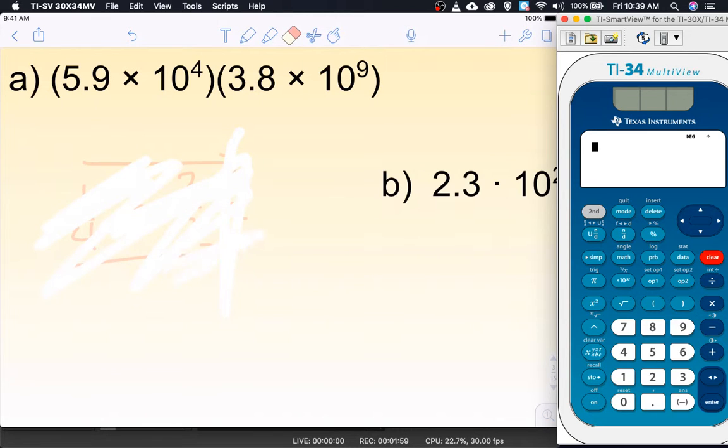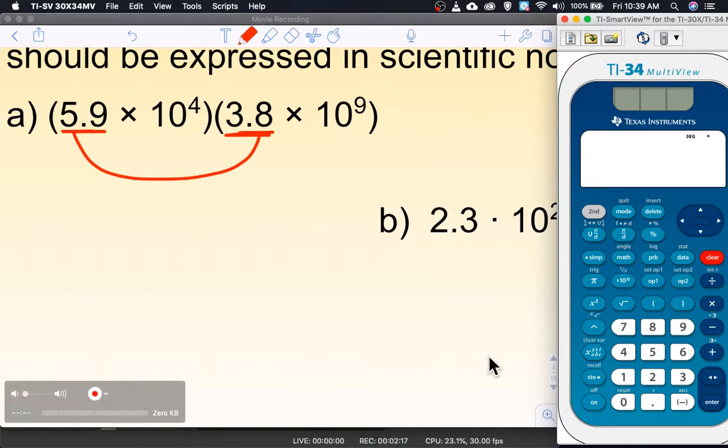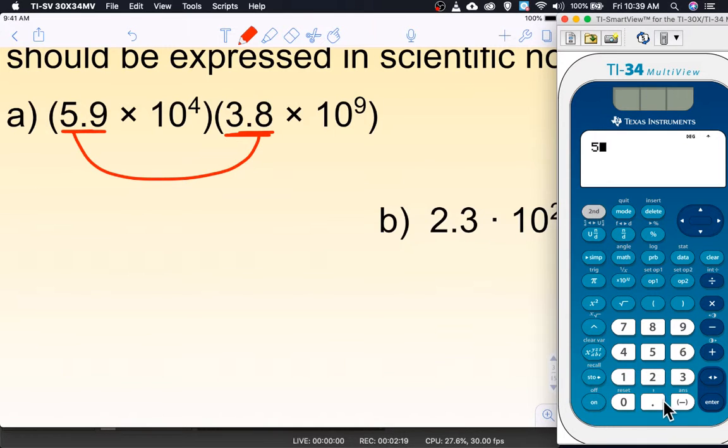When you're adding and subtracting numbers in scientific notation, you need the same power of 10. But when you're multiplying, we can just multiply. And we're going to multiply the parts individually. So I'm going to take my decimal piece and multiply by my other decimal piece. I'm going to be using my calculator a lot in this lesson because I'm not going to bother doing all this multiplication by hand. So that piece gives us 22.42.